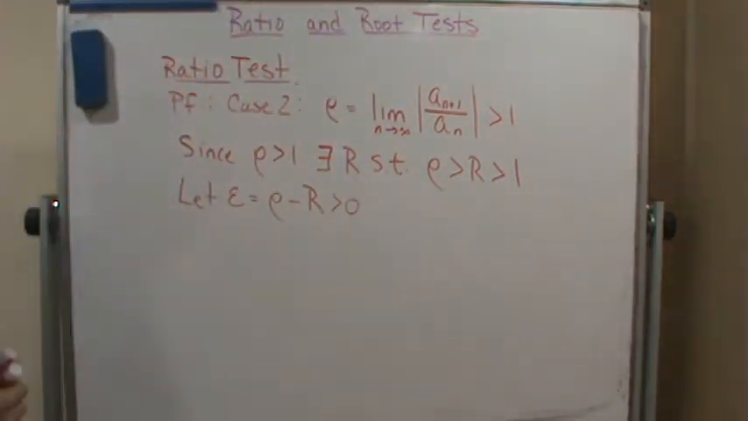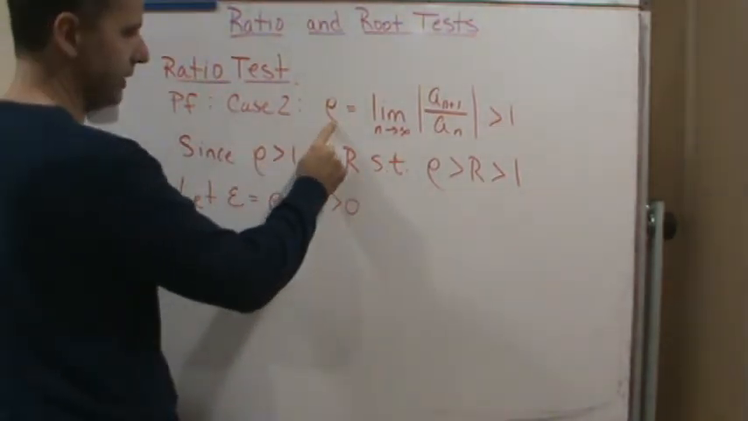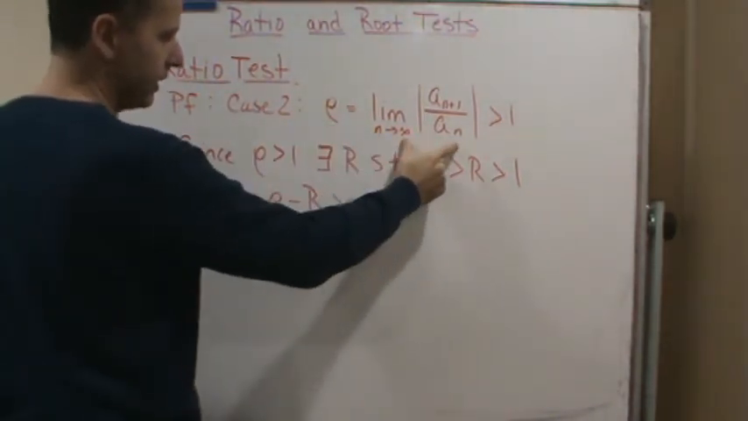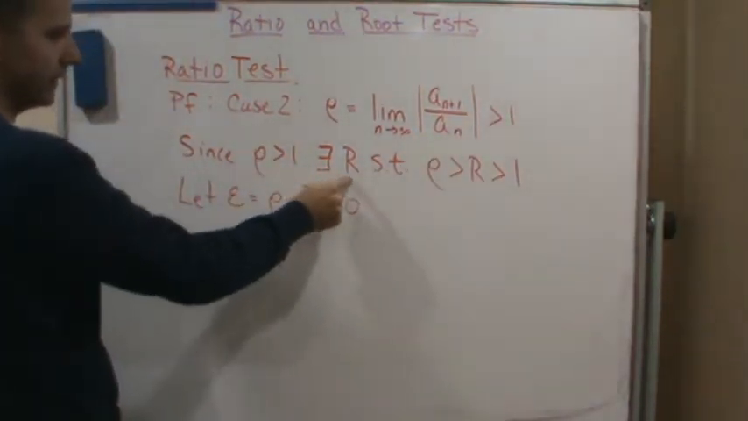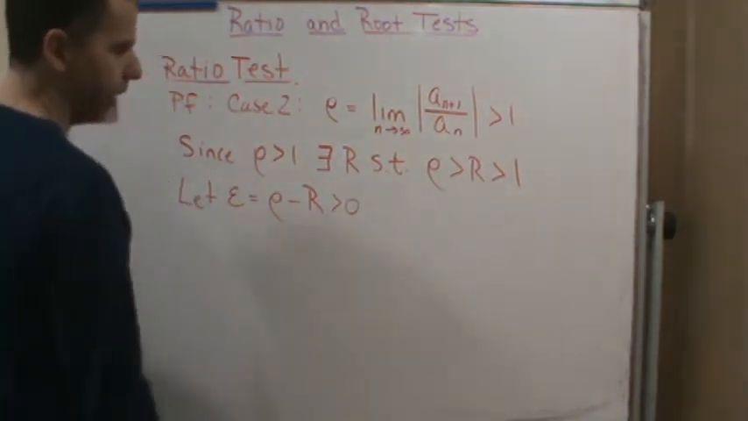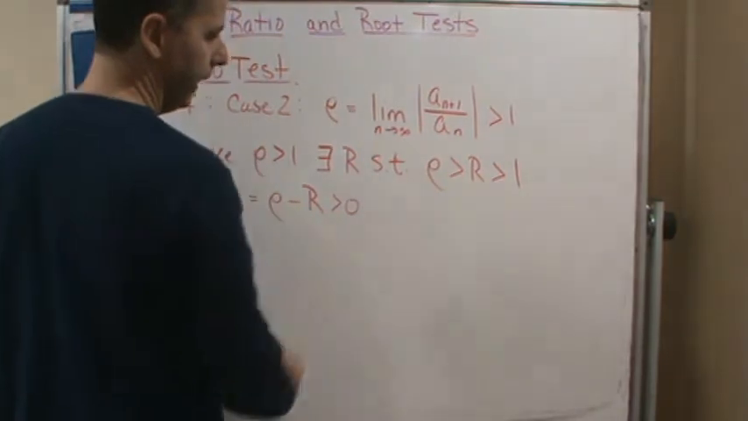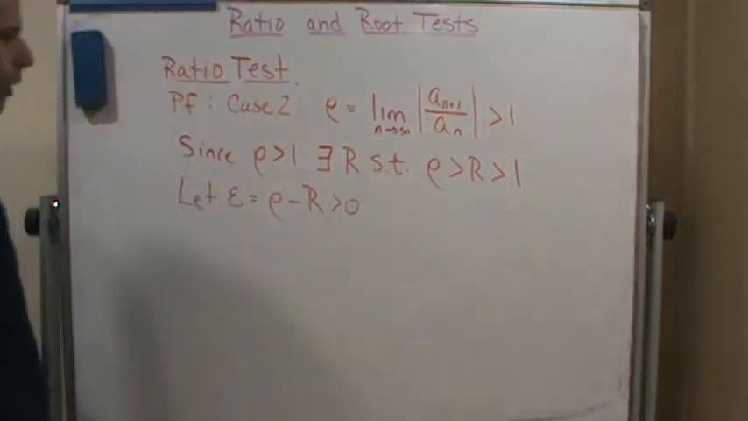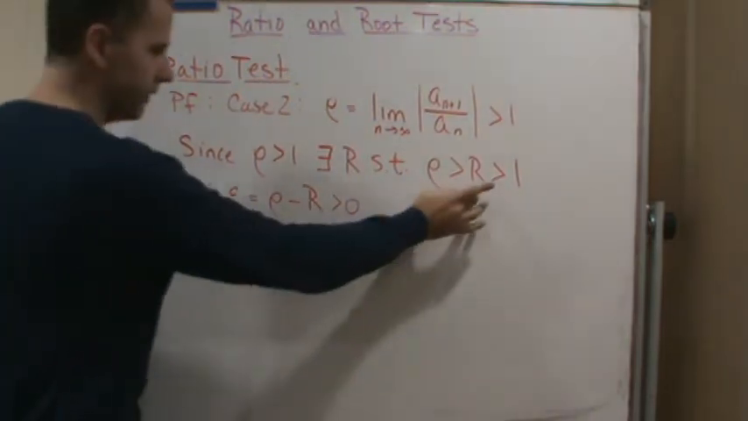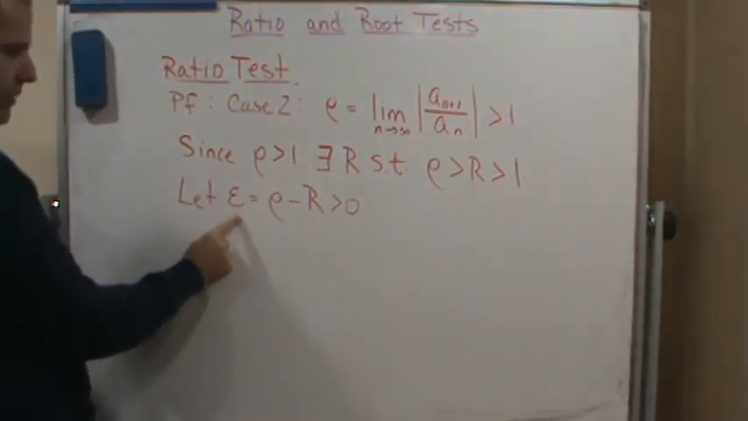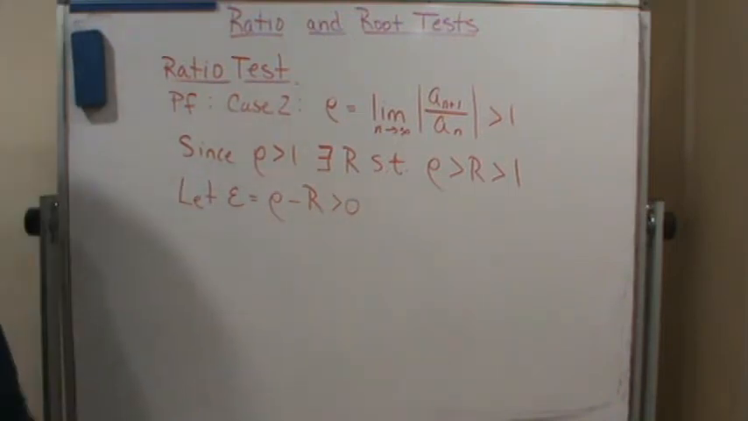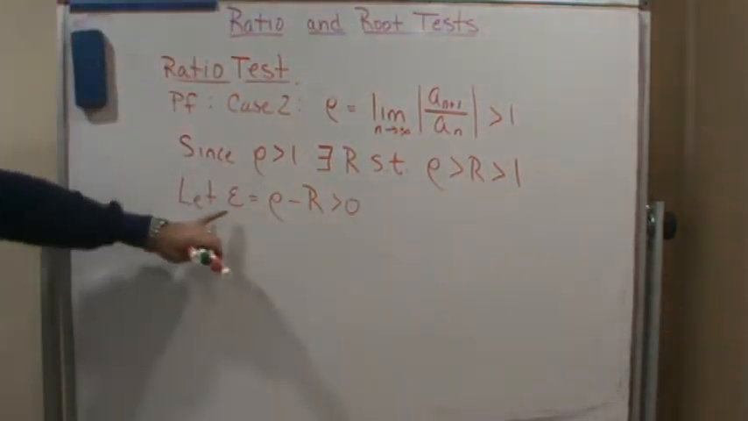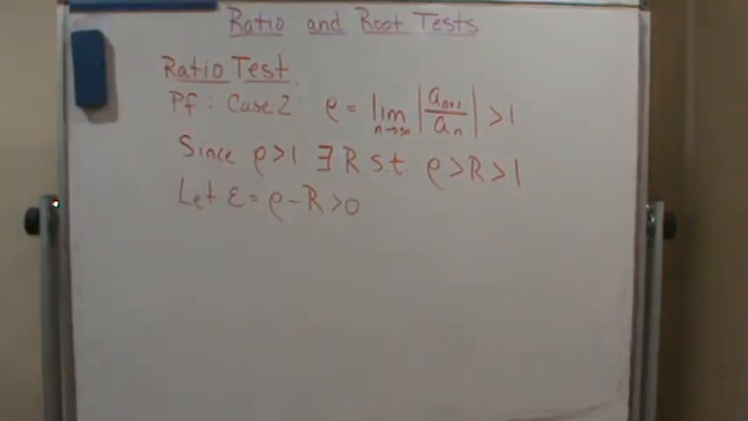Okay, so case 2, we're going to assume again that rho is equal to this limit, which is greater than 1. So since rho is greater than 1, then we can say that there exists a real number r such that r is in between rho and 1, greater than 1, but less than rho. Okay, so now if we set it up that way, then we can let epsilon equal the difference between the two. So rho minus r, and that has to be positive, right, because of the inequality. So now we're setting up epsilon defined this way, which is greater than 0, and then of course we're going to use the definition of limits again.